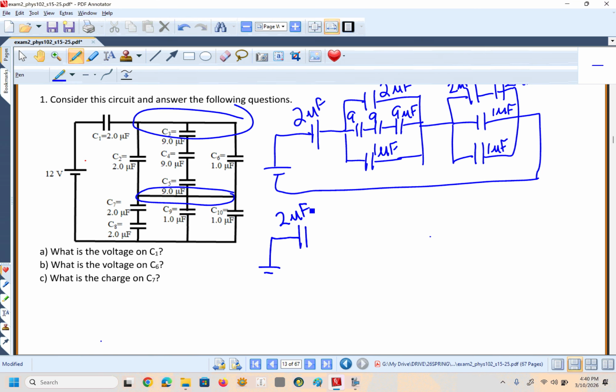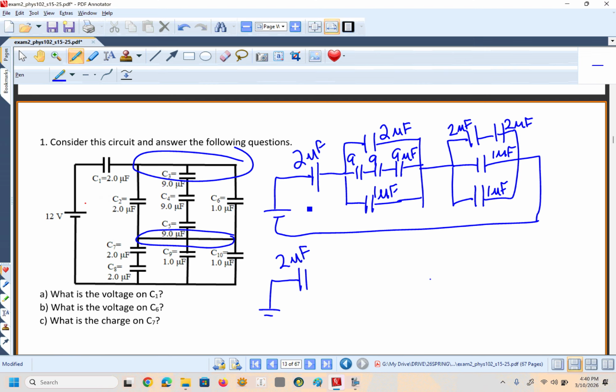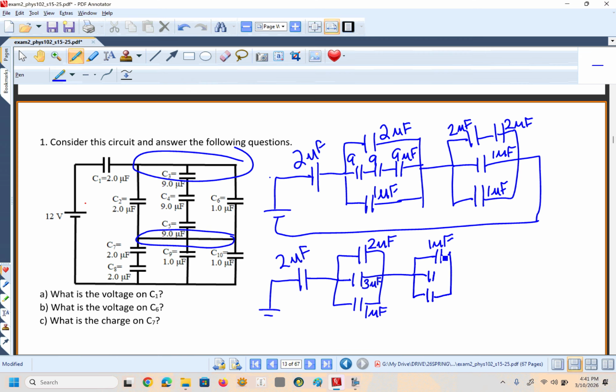The next step, I want to find some equivalents here. So this stays at 2. I'm going to take the 3 9s and the 2 2s that are in series and replace them with their equivalent. 9, 9, and 9 in series. What is that? 1 over 3 ninths. That's 9 over 3. So that's 3 microfarads right there. And then 2 microfarads and 1 microfarad. And then the 2 and 2 in series is just 1 microfarad. 1 and 1.